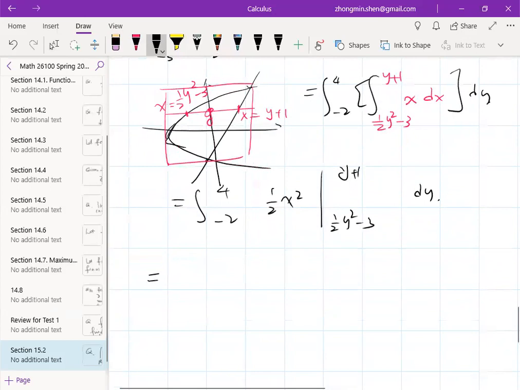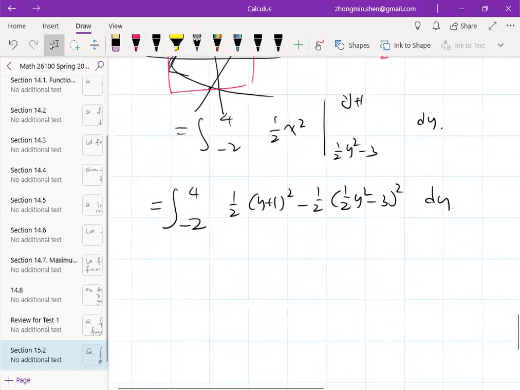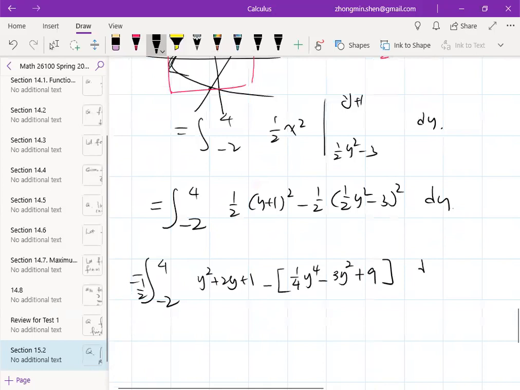So we get half of (y plus 1) squared minus half of (y squared minus 3) squared. It's a little bit complicated, but this is a polynomial, so you are able to evaluate the integral. Let's multiply this out. I'm going to take 1/2 out. So I get y squared plus 2y plus 1 minus 1/4 of y to the 4th power, and this minus 3y squared plus 9, dy.